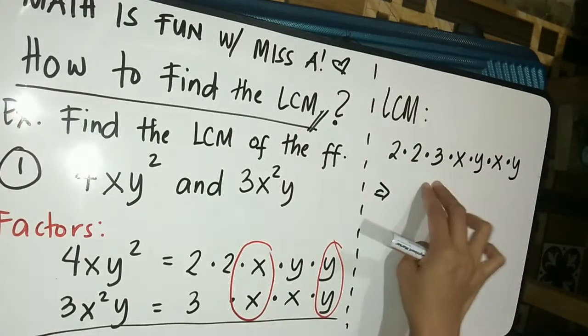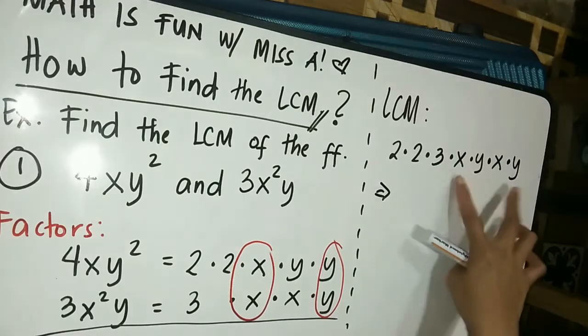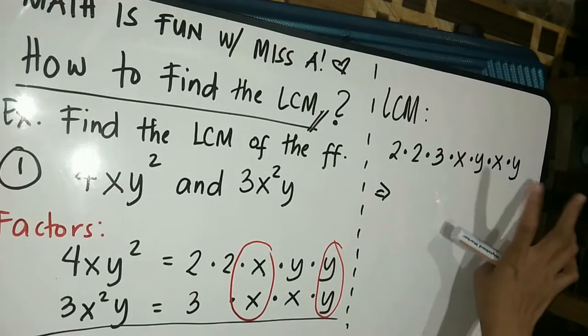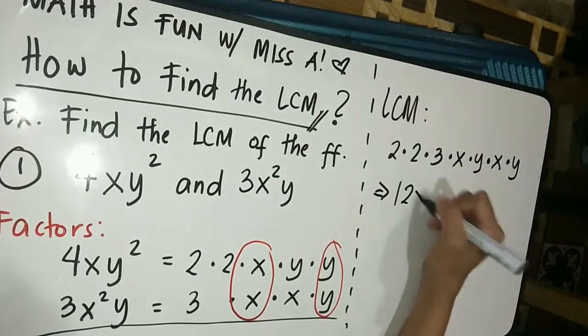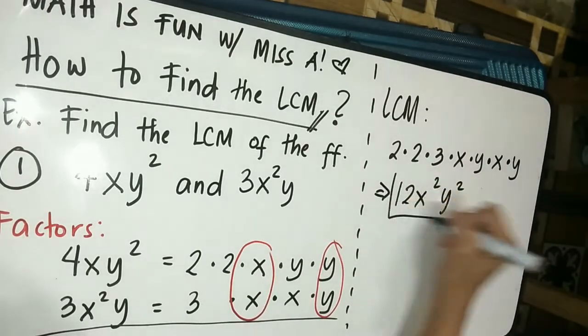So, you have 2 times 2 times 3. So, that is 12. May dalawang x ka dito. So, that is x squared. And then, may dalawang y ka din dito, which is y squared. So, therefore, the LCM is simply equal to 12x squared y squared.